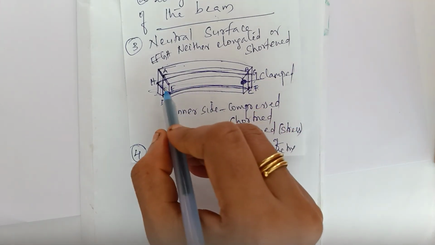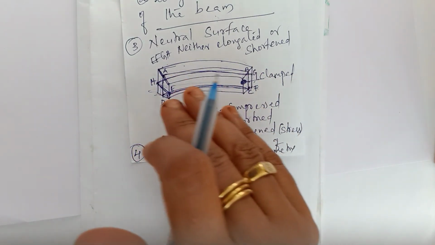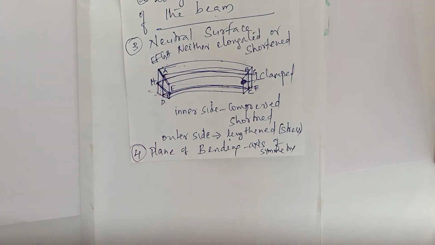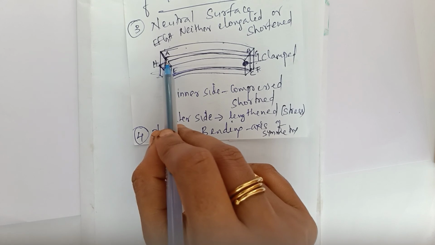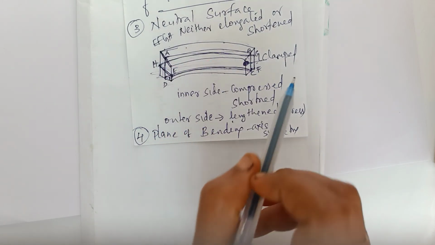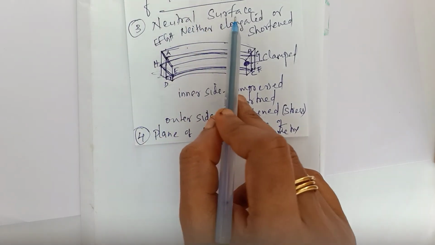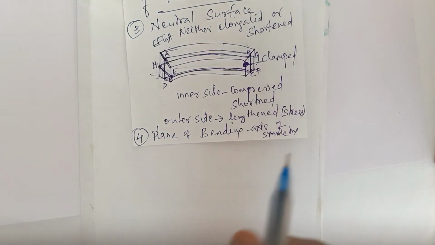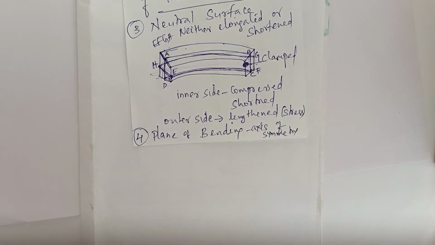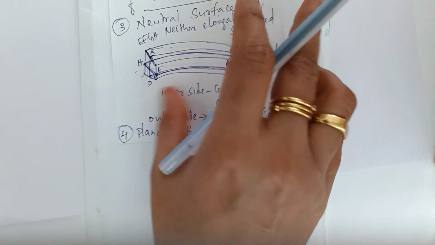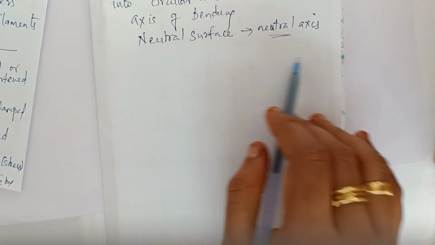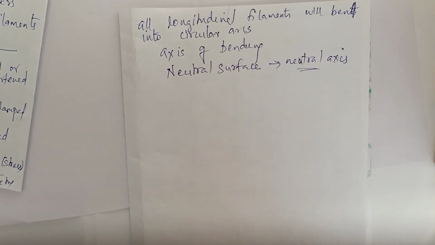So there will be some surface or layers in between that are neither elongated nor shortened, and that is what we call the neutral surface. When bending, there will be an axis of symmetry. The line of intersection of this plane of bending with the neutral surface is what we call the neutral axis. And these are the main introduction.